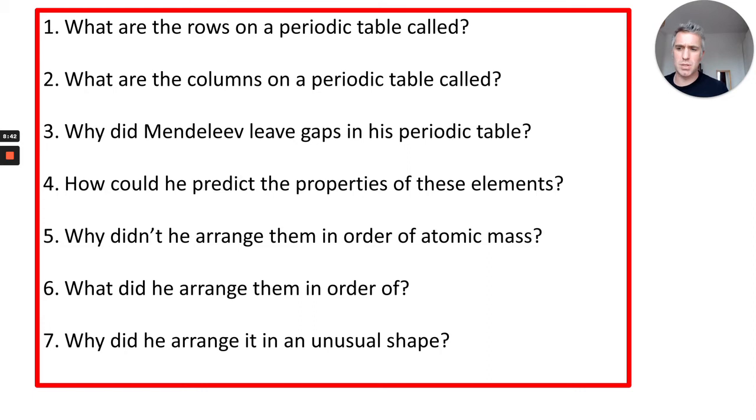Right, time for questions. 7 questions. Can you answer these questions on your whiteboard? The answers will come up in a minute. What are the rows on a periodic table called? What are the columns on a periodic table called? Why did Mendeleev leave gaps in his periodic table? How could he predict the properties of these elements? Why didn't he arrange them in order of atomic mass? What did he arrange them in order of, and why is it an unusual shape? Pause. Answer the questions. I'll come back, I'll give you the answers in just a moment.